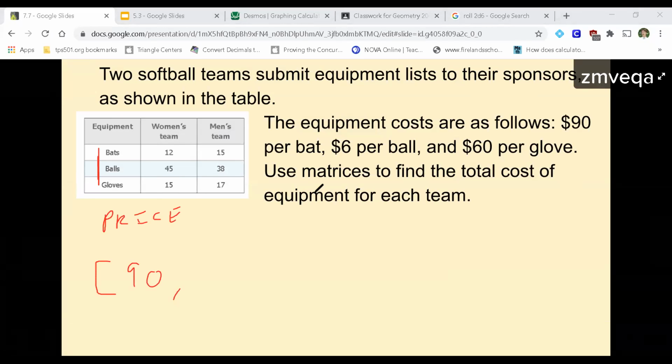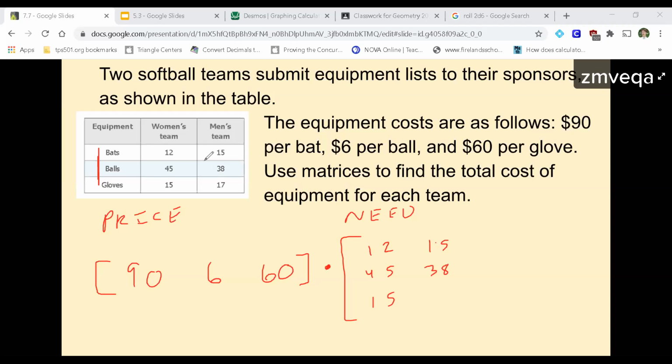Why am I putting a comma? Then baseballs, then gloves. Okay, and then I'm going to put the amount they need over here. So I'm going to multiply this by this matrix, basically, just copy it over. 12, 45, 15, 15, 38, 17. And that'll tell me the total amount of money I need.